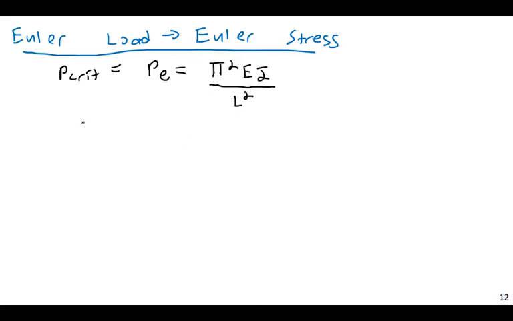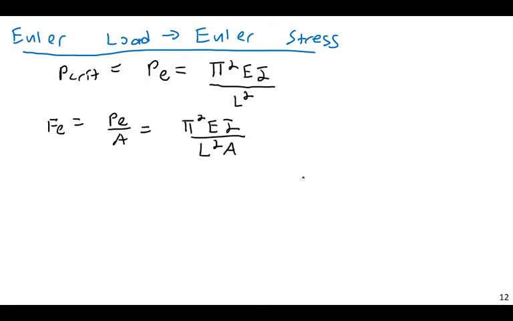Then if I want to transform this into stress, I can say that stress, Fe, is going to be equal to PE. I know stress is just force over area. So this is PE divided by A, or pi squared EI over L squared A.